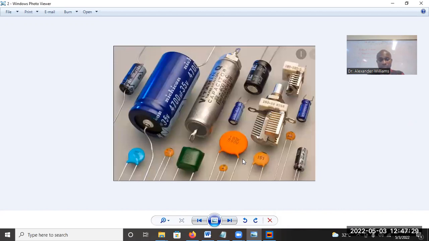Here we have different forms of capacitor. These two are electrolytic capacitors on which we can get the polarity, positive and negative. This is a capacitor that we cannot differentiate or try to identify the positive and the negative part of it. But these are all capacitors in different forms.